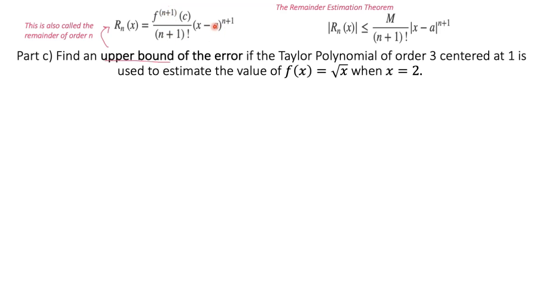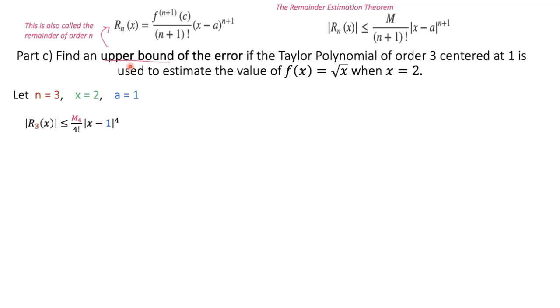I see my a is still the same thing that I'm centered at. So I was centered at 1 originally for parts A and B. And I want to find this error when x is equal to 2. So the n here, remember, that's going to also be your degree. So we were looking at a degree 3 or order 3, right? Order 3. So I'm just going to write these down so it's a little bit easier to keep track of.